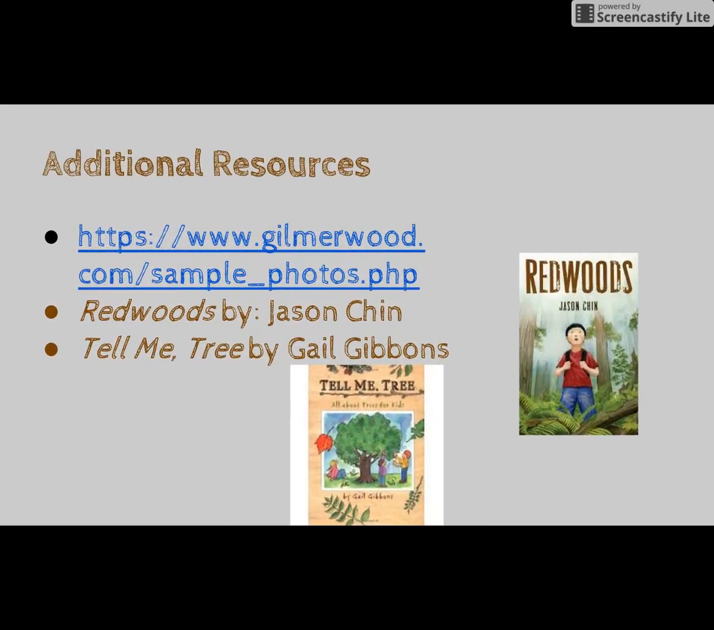Here are some resources that I like to use with these investigations. The first one is the website found on FOSS-Web. It provides examples of different kinds of wood and shows how they are used in industry. The other two, Redwoods by Jason Chin and Tell Me Tree by Gail Gibbons, are two engaging and informative books I like to read.